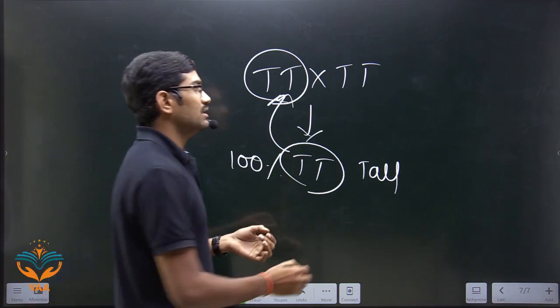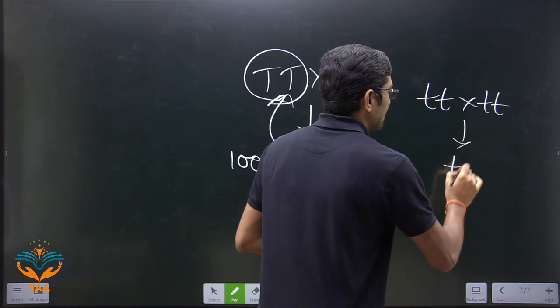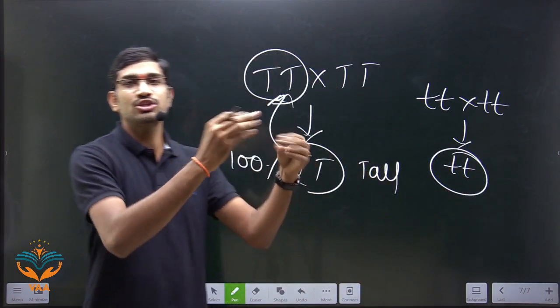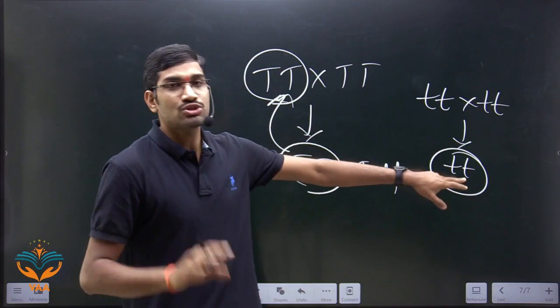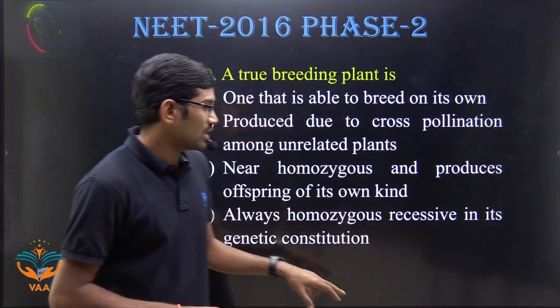Yes or no? So similarly, small t. Now this is also, when it undergoes self-pollination, it will produce 100% the same genotype and phenotype like the parent. So that's why this is called pure or true breeding.